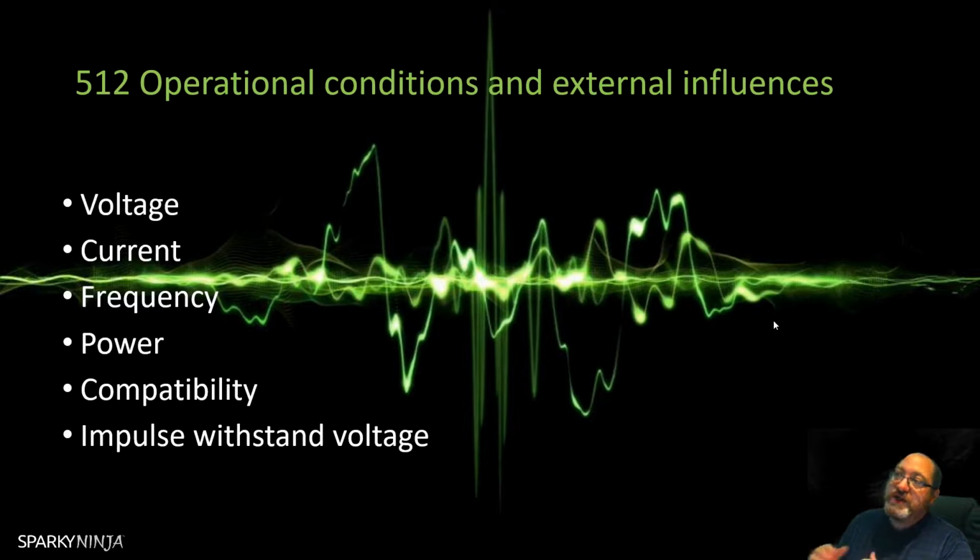512. Operational conditions and external influences. So, for all equipment, we must understand the operational conditions of the equipment, which we're going to list here, and the external influences that are relevant to the installation that the equipment must be selected against. So the operational conditions, we must know the voltage. It should be suitable for the nominal voltage Uo. So if it's a 230 volt nominal voltage, the equipment should be selected for that nominal voltage unless it's part of a system such as SELV or PELV.